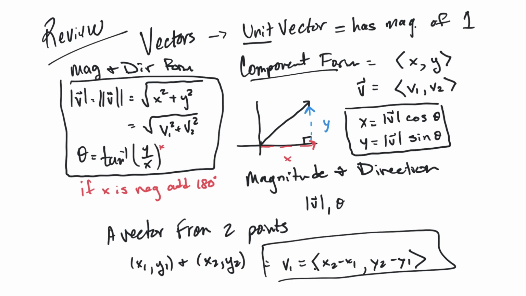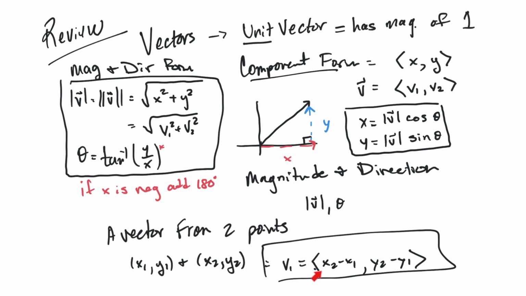And it's important in the way you subtract. It's the terminal point minus the initial point. You do x's to x's and y's to y's. So we're going to say the vector starts at point 1 and it goes to point 2. So it would be going from this point to this point. So this would be x1, y1. This would be x2, y2 if we wrote it out that way.